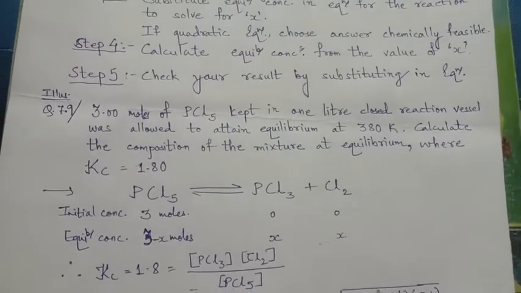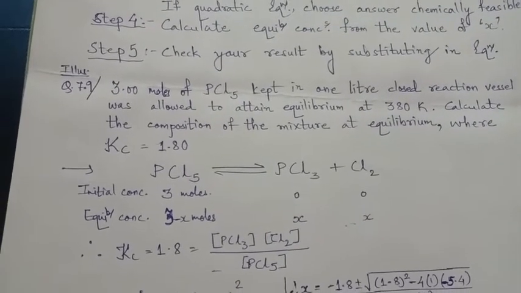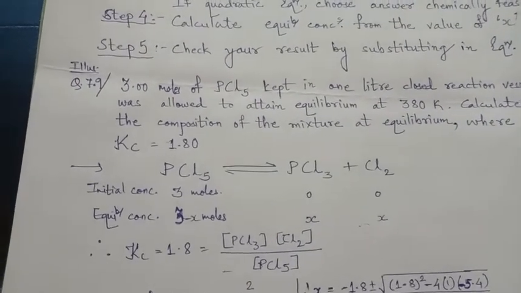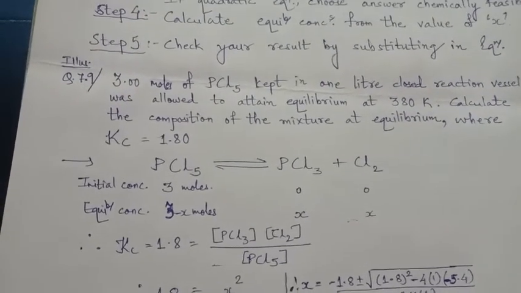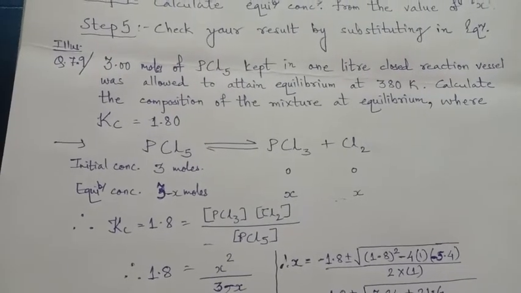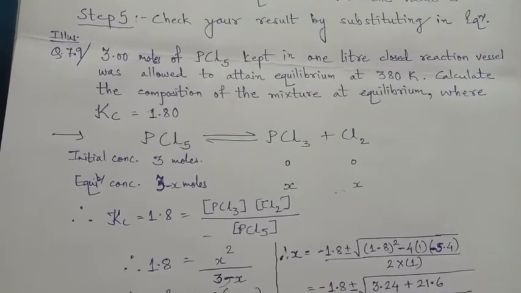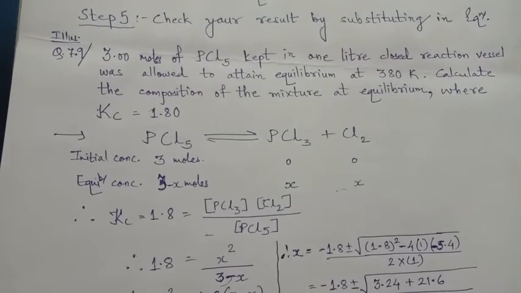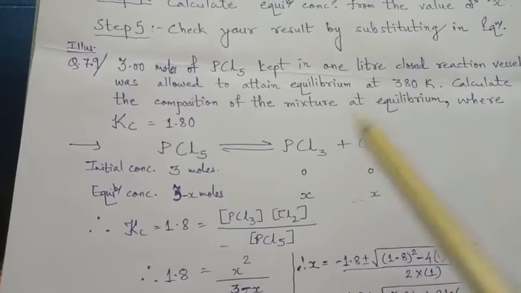Calculate the composition of the mixture at equilibrium where Kc is equal to 1.80. Here Kc is given to us and the amount of PCl5 kept in 1 liter is also given to us. We need to calculate the equilibrium composition of the mixture. So the very first step is to write down the balanced equation.